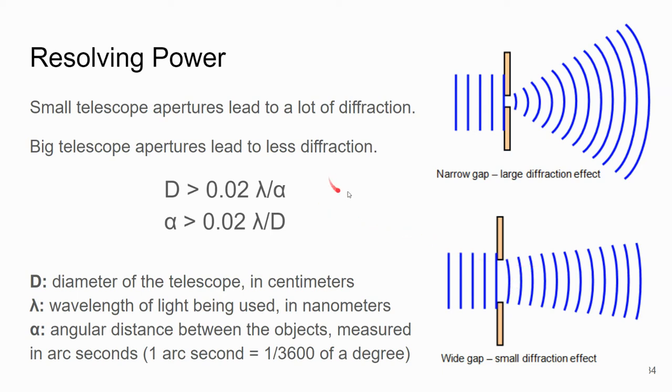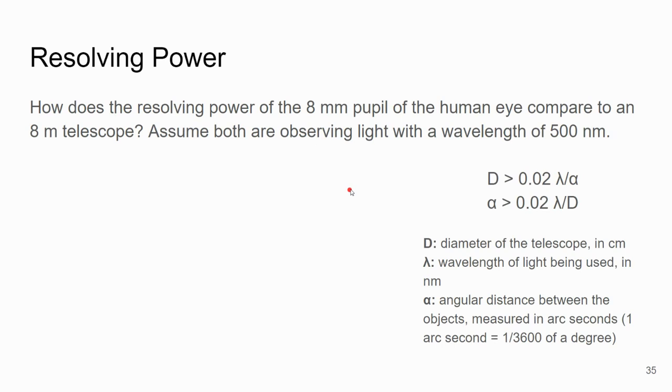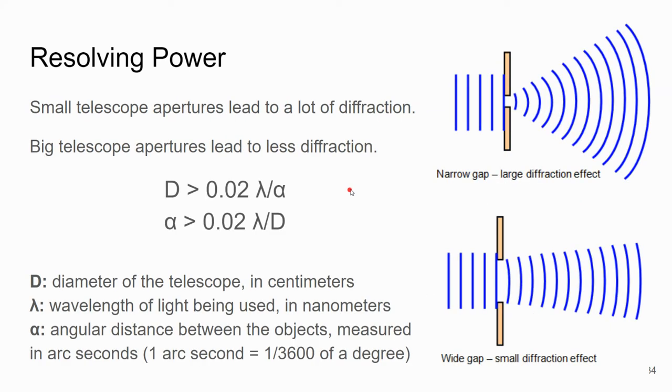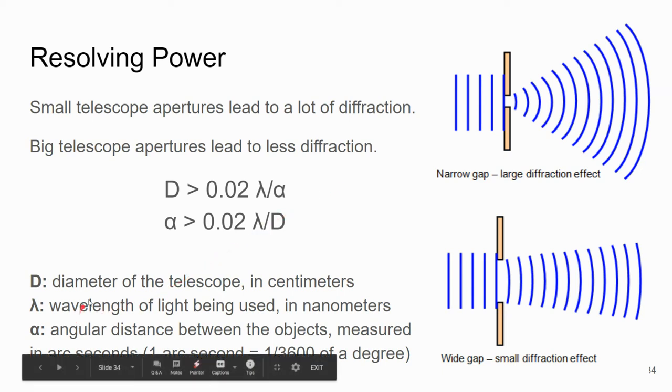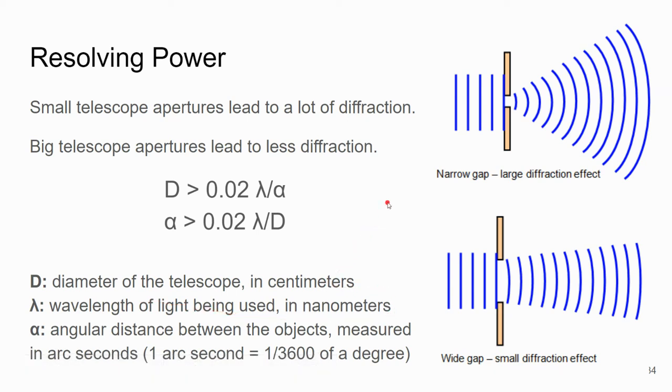And we have a formula here that relates, what does it relate? Capital D, the diameter of your telescope, measured in centimeters, to lambda, the wavelength of light being used, the light you're imaging, in units of nanometers, and alpha, which is an angle. It's the angular distance between your objects, measured in arc seconds. And remember, 1 arc second is 1/3600th of a degree. Why 3600th? It's because of the Babylonians. They liked 60, and 60 times 60 is 3600. That's why we do angles weird.